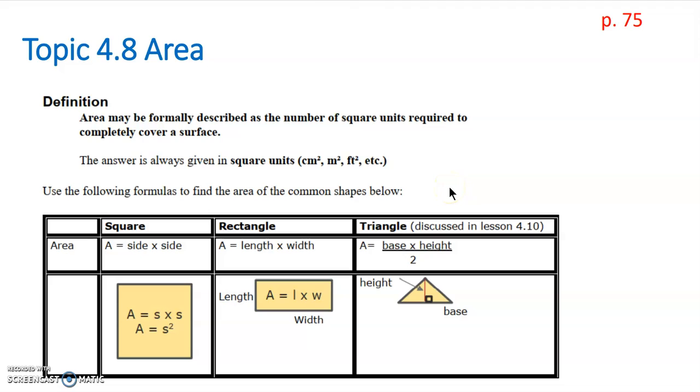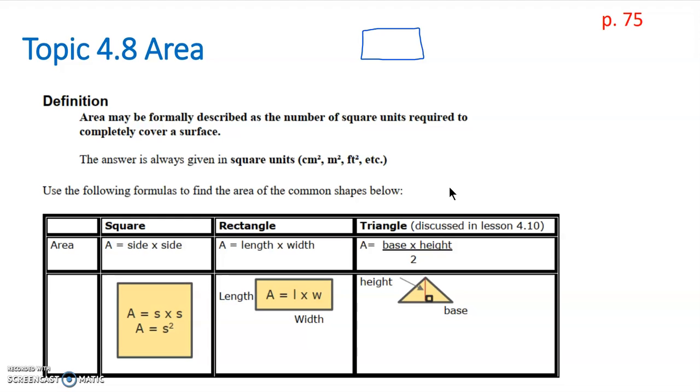So now let's take a look at area. We know perimeter is the outside measure, whereas area is the inside measure. So what we're trying to determine here is how many squares can I fit inside whatever I'm measuring. And because of that, the answer is always going to be reflected in square units. So square centimeters or square kilometers or square feet.